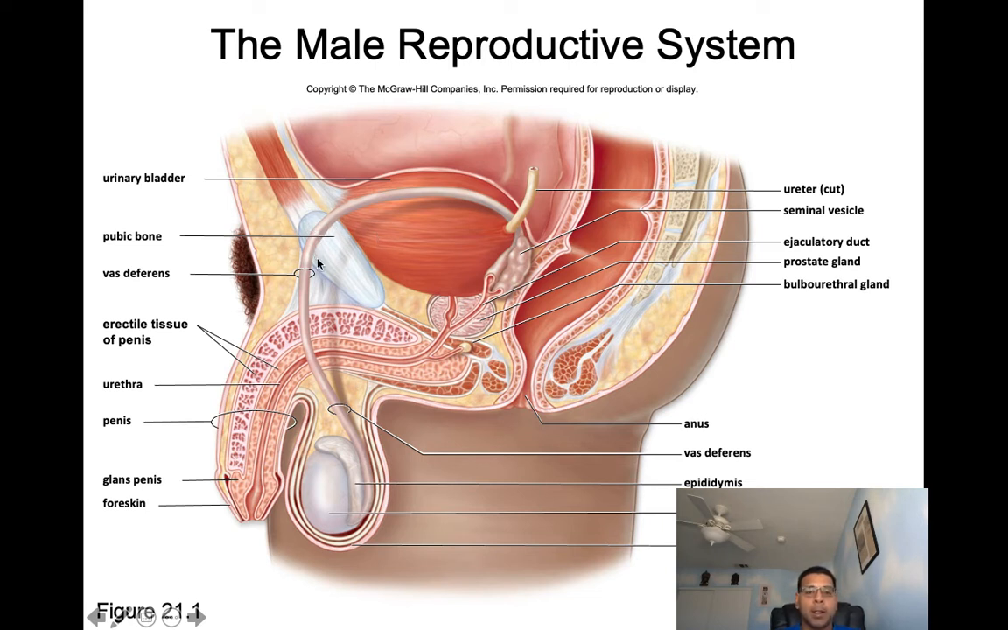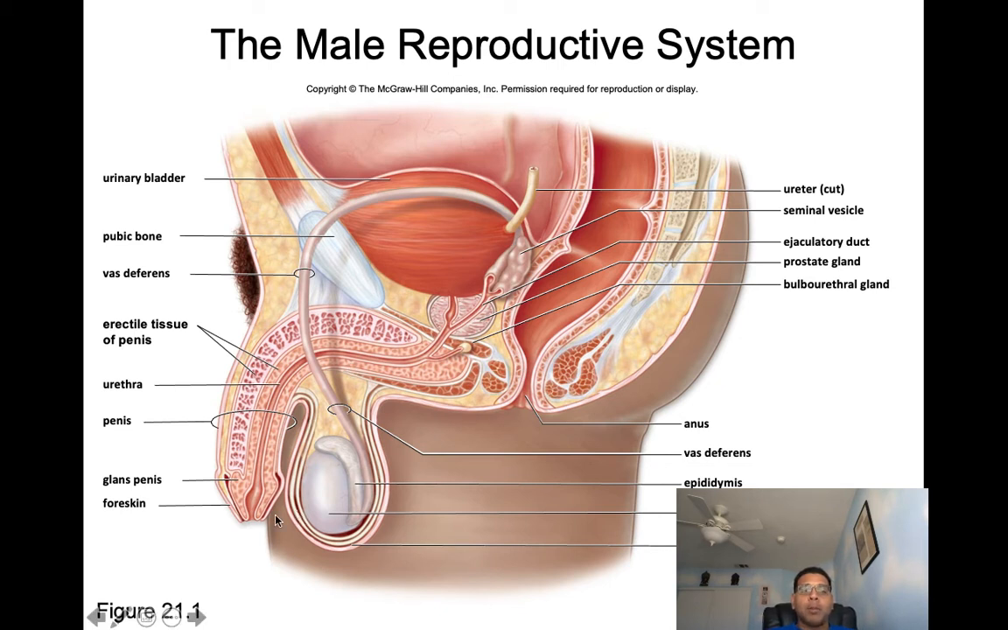And then when males have their tubes tied, or we can say they have a vasectomy, basically this is what happens. The vas deferens is what's going to get blocked off. So we try to block off this pathway so no sperm can make its way up. So here you can see that.